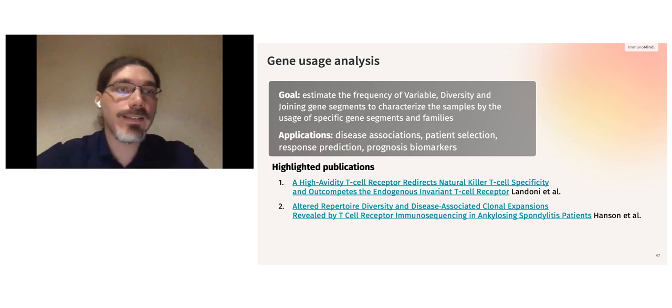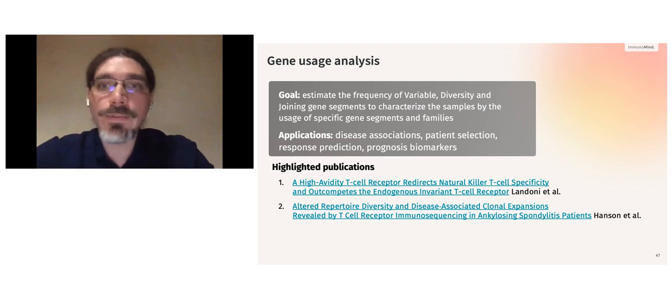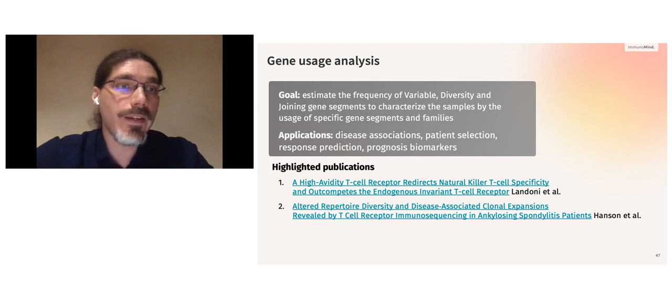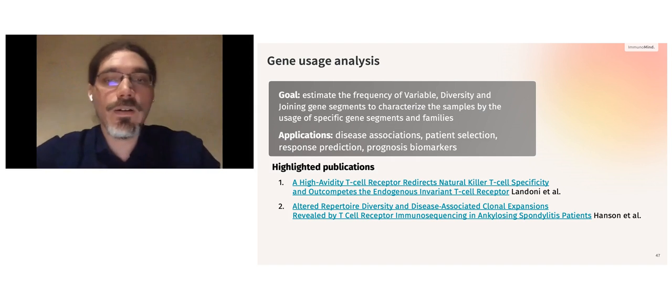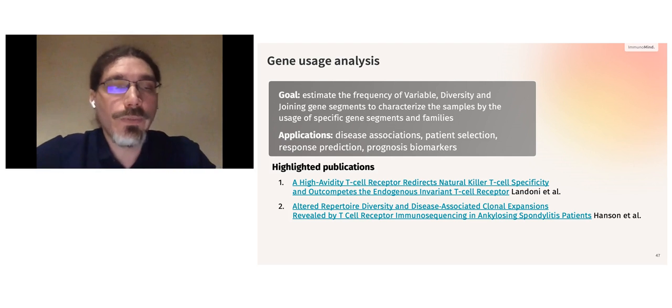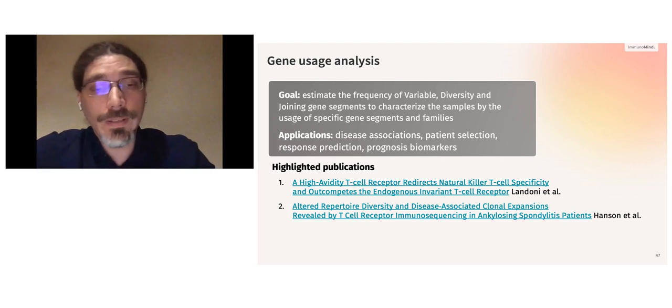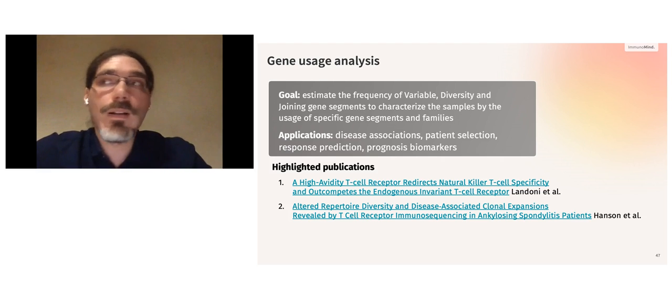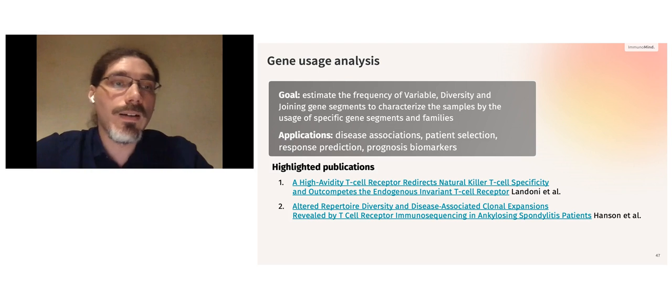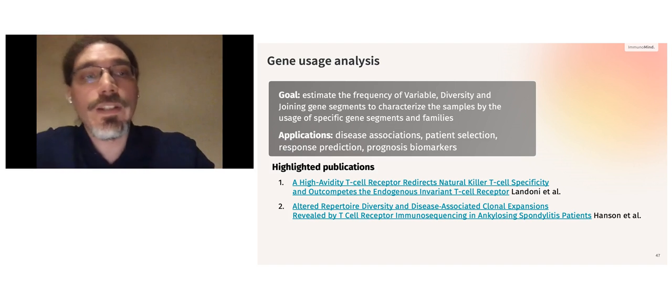And the last subsection in this section, after which I will be happily answering your questions, is the gene usage analysis. As we know, immune receptors consist of frameworks, consist of CDRs, and of different gene segments called variable gene segments, diverse gene segments, and joining gene segments.